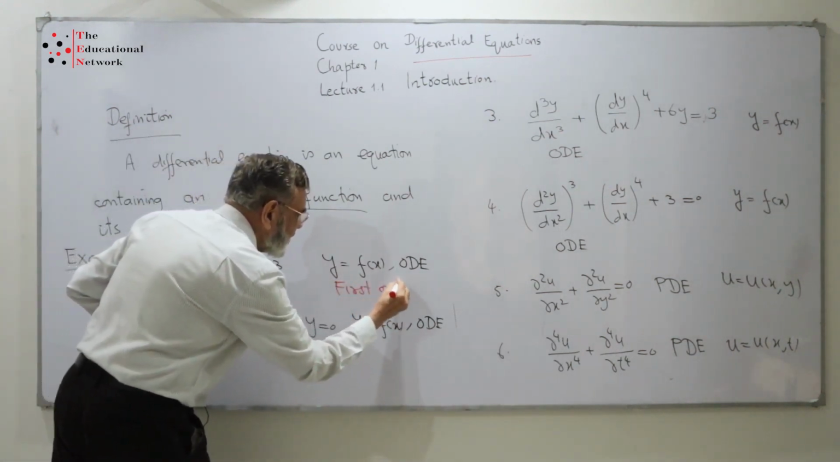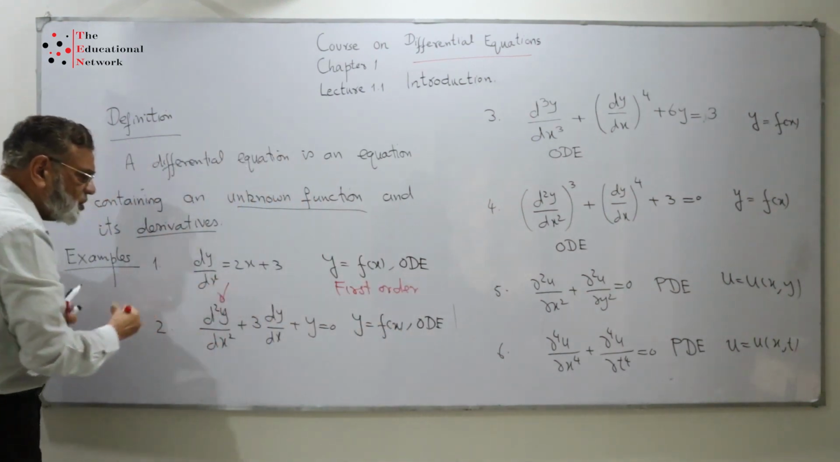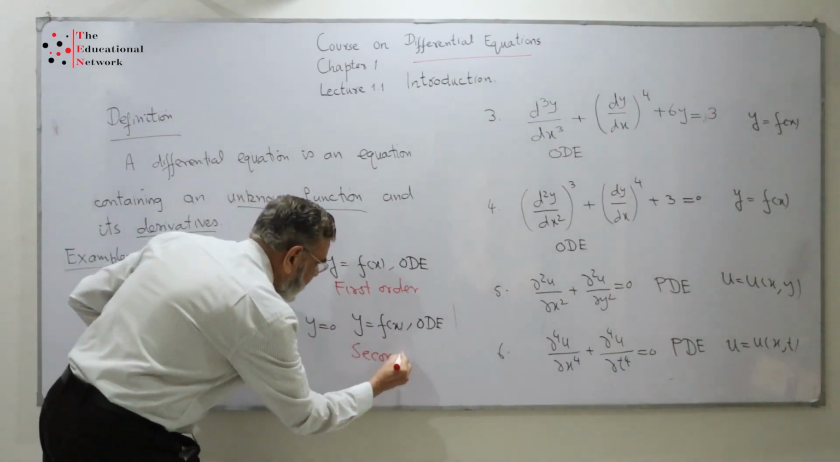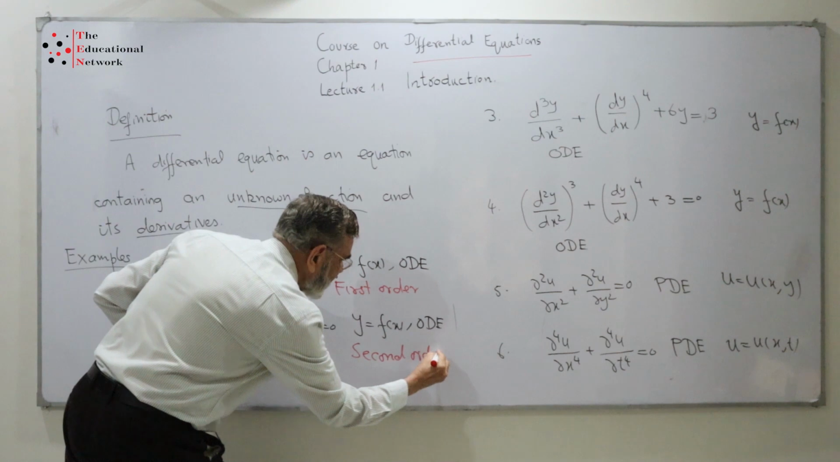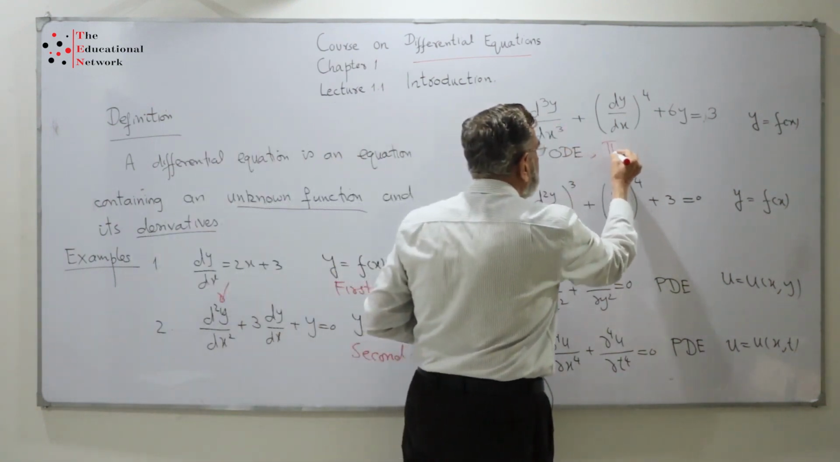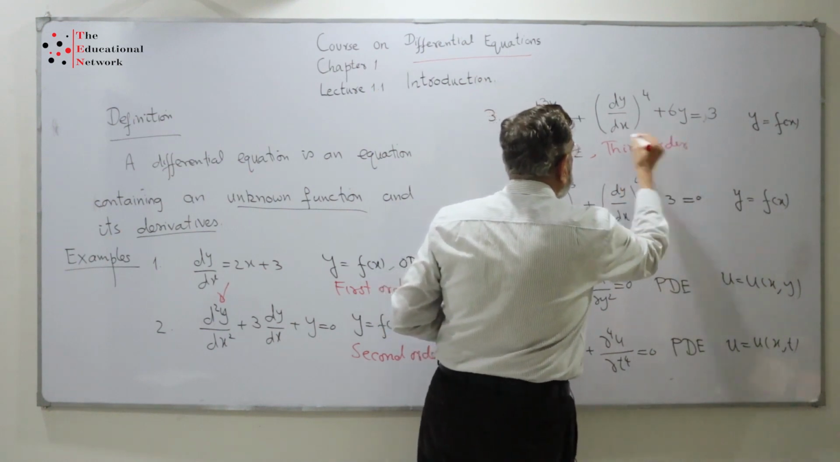It's a first order differential equation. Here the highest order is 2, so it's a second order differential equation. Now look at this one, the order is 3, so it's a third order ordinary differential equation.